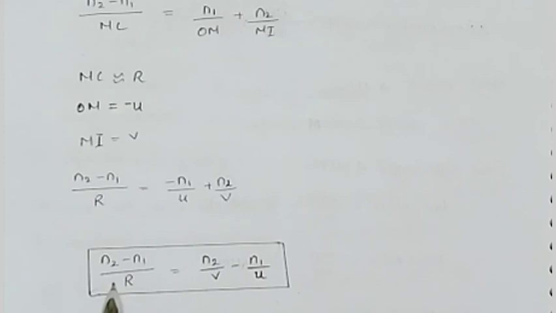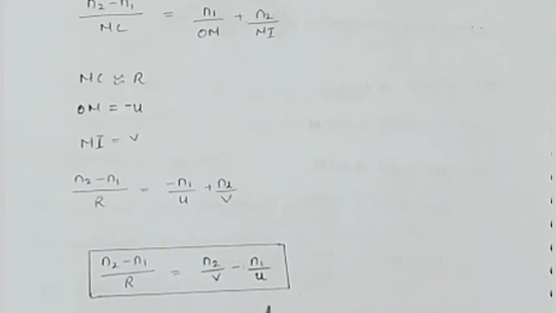from which we obtain the relation N2 minus N1 by R is equal to N2 by V minus N1 by U. So this is the relation that we obtain between the parameters of the spherical surface and the refractive indices when light undergoes refraction through a spherical surface. So this is the important result that we obtain.